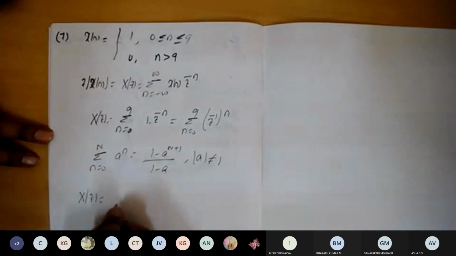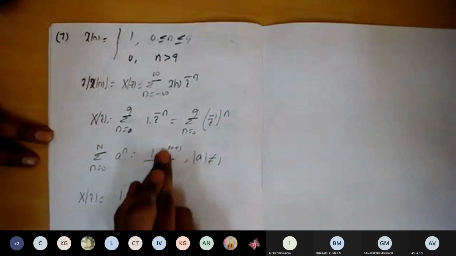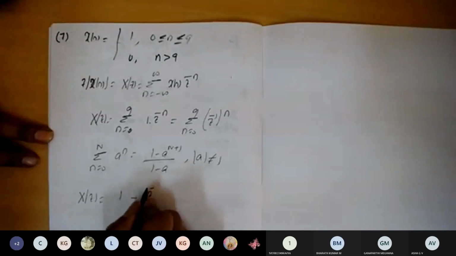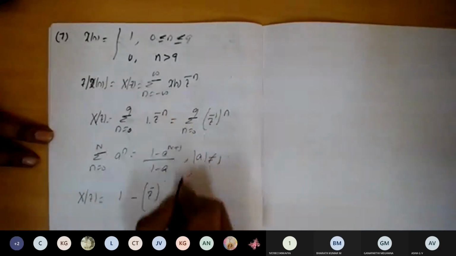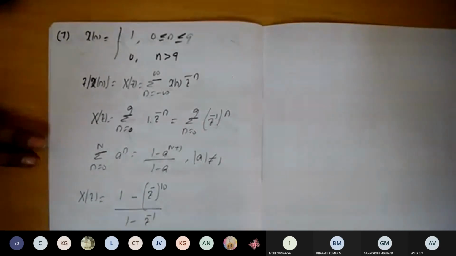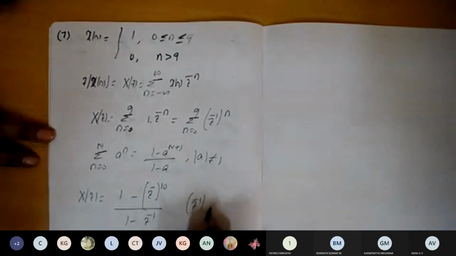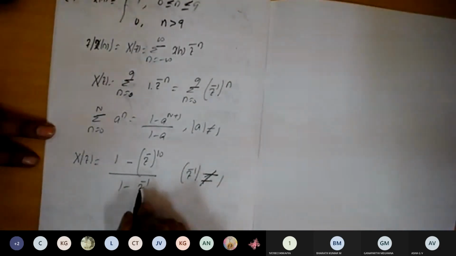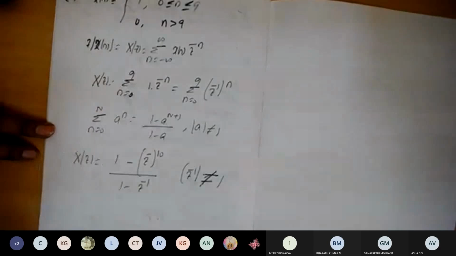So X of z is equal to 1 minus, in place of a we have z inverse, z inverse to the power of N plus 1. N is 9, 9 plus 1 will become 10. Divided by 1 minus z inverse, provided z inverse should not be equal to 1. Means z inverse should take a value less than 1. So that is the region of convergence we'll get.